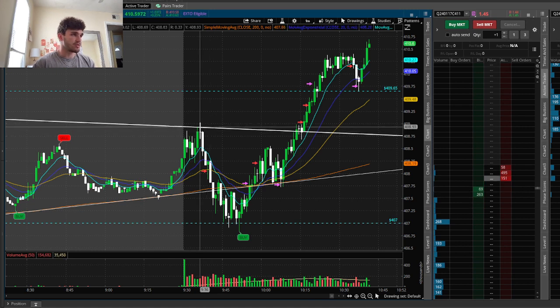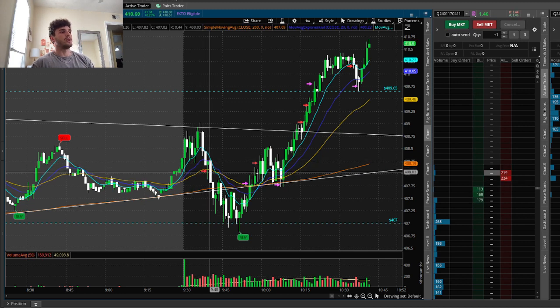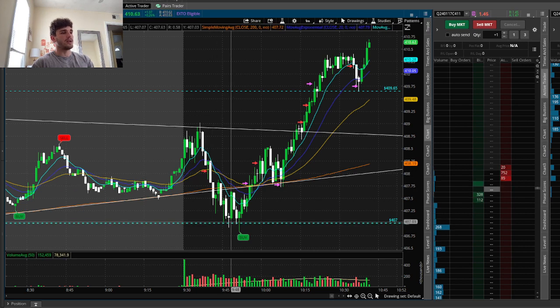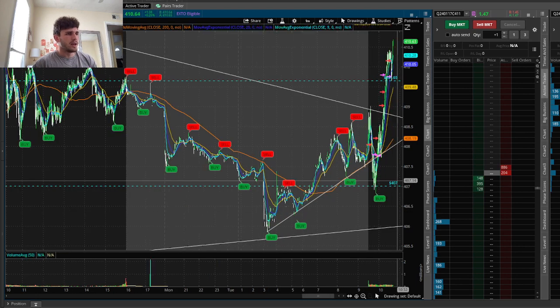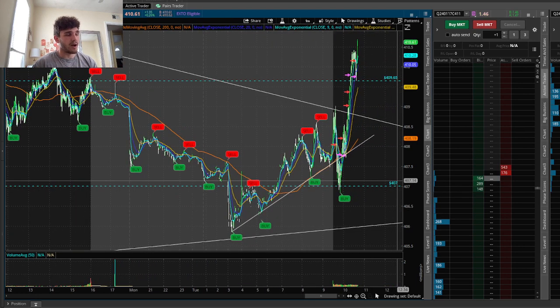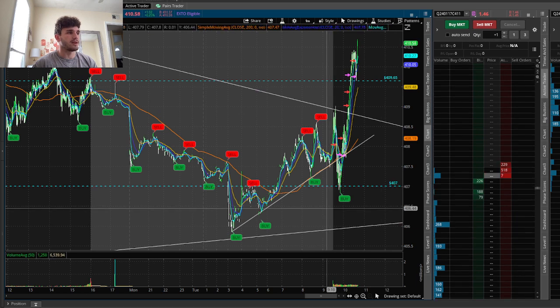So once we got this rejection here, I waited for the confirmation of the break below this previous little support right here. Once we broke below that, I entered for puts to the downside. And my initial goal was 407. As you can see, I had 407 to the downside marked out. We didn't end up taking profits at 407.